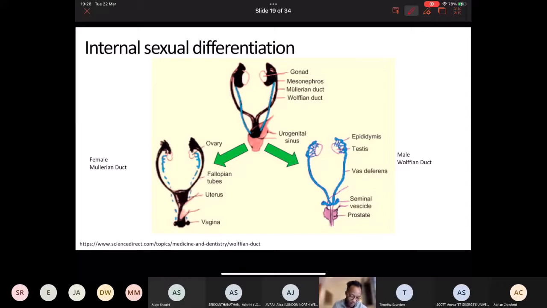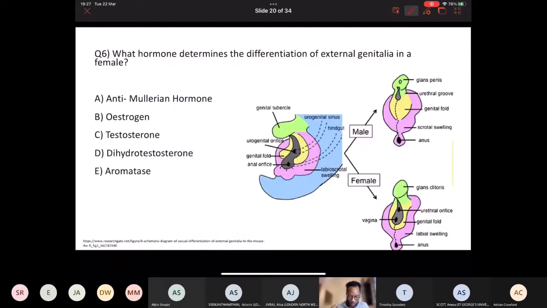We both start off, both male and female, with the gonads, the Wolffian duct, the Mullerian duct, mesonephros, and obviously the expression of the anti-Mullerian hormone destroys the Mullerian duct in male and helps to promote the Wolffian duct because of testosterone. In female, without the anti-Mullerian hormone, they have this Mullerian duct formation, and the Wolffian duct degenerates. It's just one of those concepts that hopefully you can grasp.